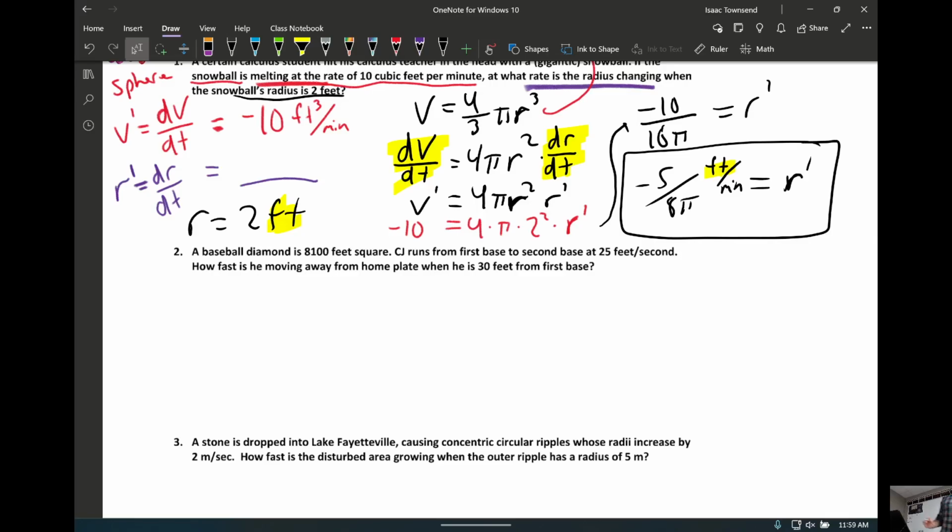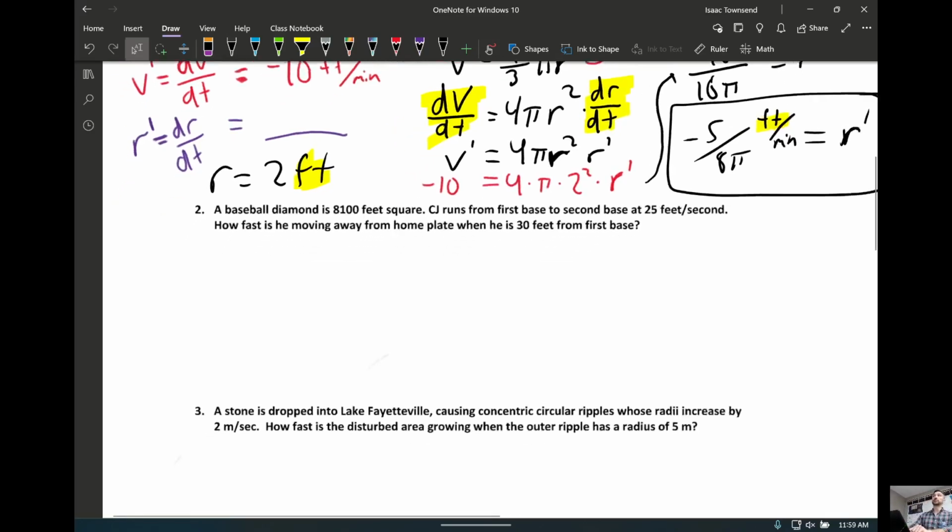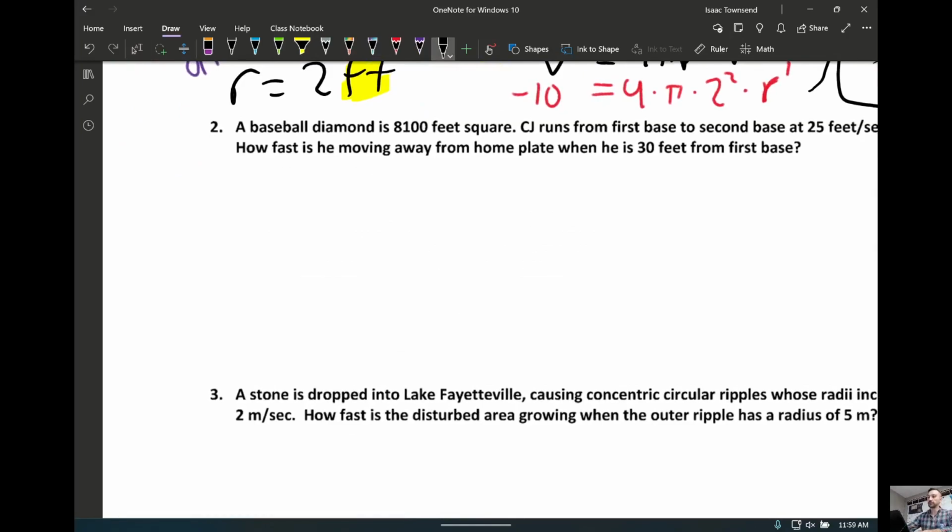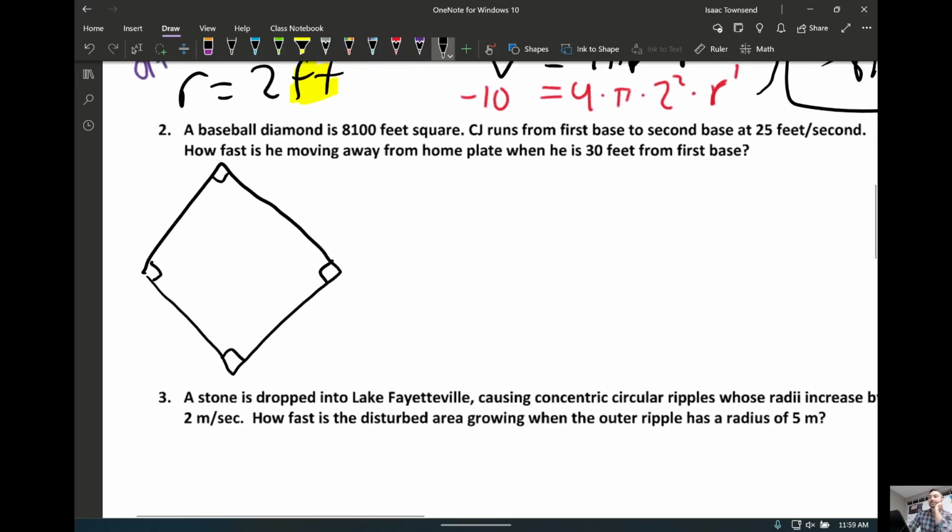Okay, so the last question, I didn't feel like I needed a picture because I know what a snowball looks like, but in this one, it might be helpful to sketch my baseball diamond. And I need to start to try to collect all this information. I need to know what all of this stuff is. So it says the baseball diamond is 8,100 square feet. So to me that sounds like the area. Well, it's certainly the area because of the units, I'm sure of that.